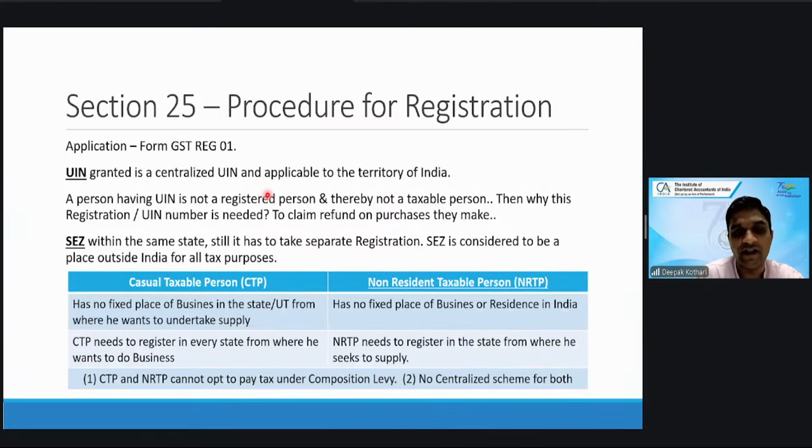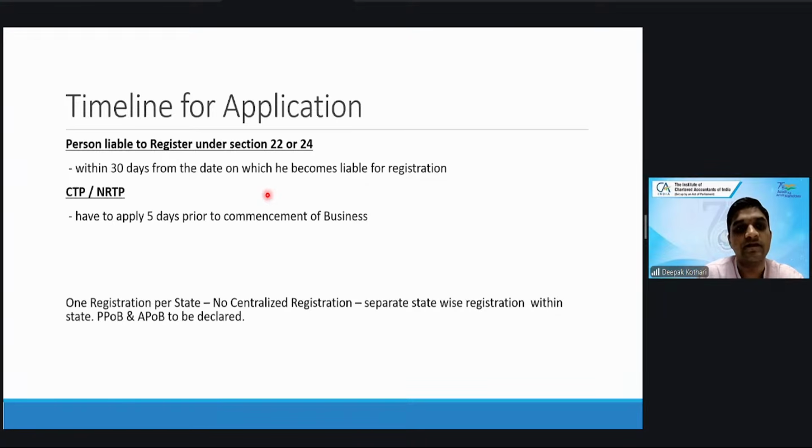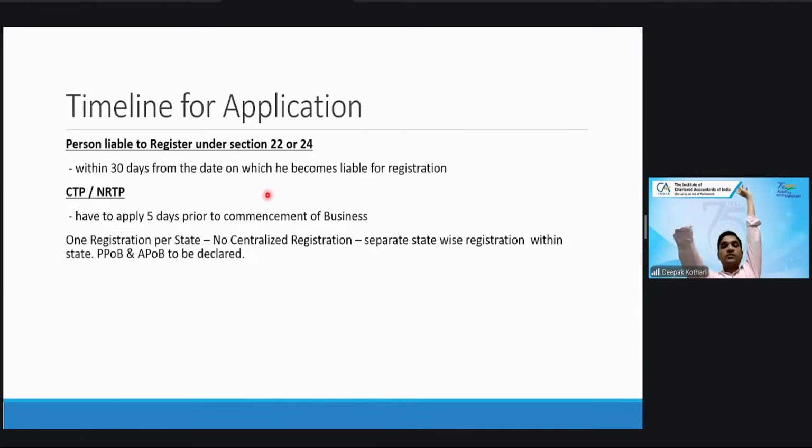The procedure for registration is very simple: within 30 days of becoming liable for registration, you have to register. That is, once you cross the threshold limit, you need not register on the same day. Once you cross the threshold limit, you have a 30-day time limit to apply for registration. So you should apply within 30 days from when you become liable for registration. That is, when will you become liable? Once you cross the threshold limit.